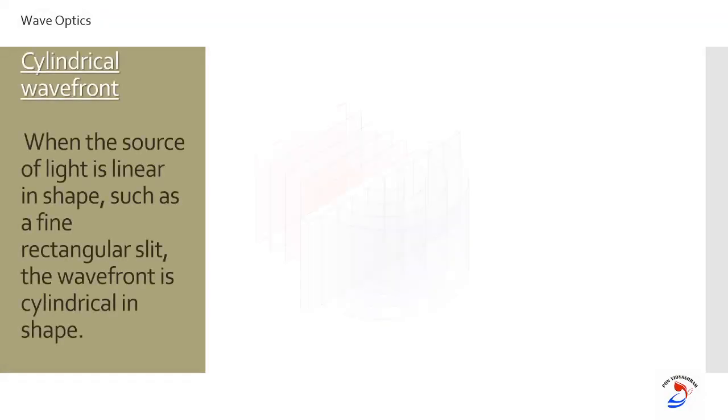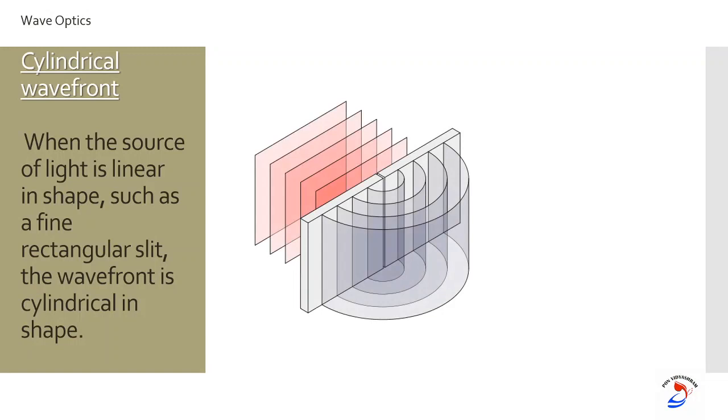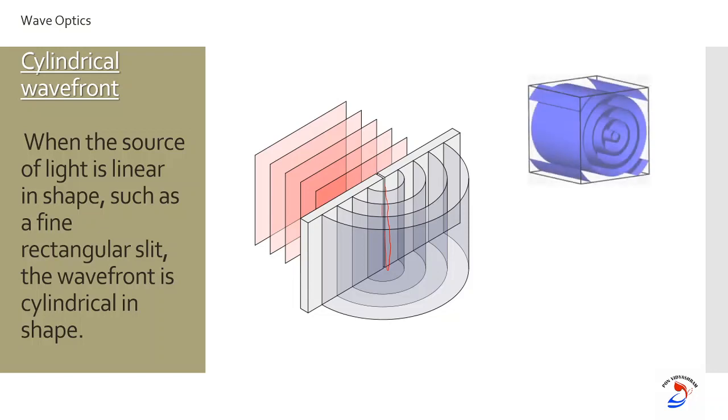Cylindrical wavefront. Now, when the source of light is not a point source, it's a slit. You see that? It's a slit here. If it's a slit of light, it's a linear shape. So what happens? The light that is coming out is curved, but it is not completely spherical. It is cylindrical in nature. When your source is a slit, a linear source, the waves that are coming out of it become cylindrical in nature. So it is cylindrical, it's not spherical. You can see the difference between the two.